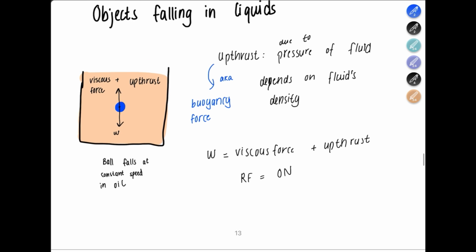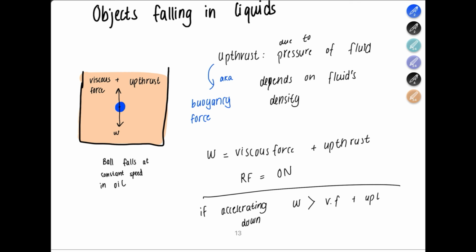Now, okay, let's say the object is accelerating downwards. Can you say which force is going to be greater, downward or upward? It's going to be the downward force. If it's accelerating downwards, weight is going to be more than viscous force plus upthrust. Just like when objects are falling in air, this constant speed is also known as terminal velocity.